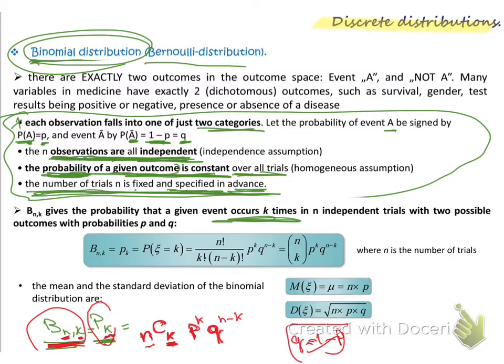So it's nCk, P to the power k, and Q to the power of n minus k. I hope this one is clear. Let me write it again so we can memorize it.